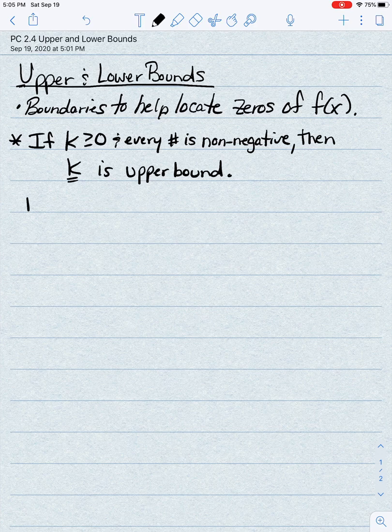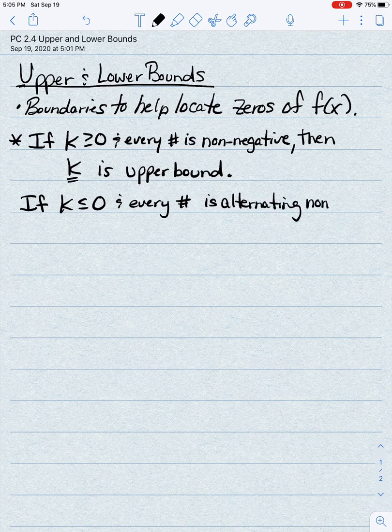All right. If k is less than or equal to 0, and every number is alternating non-negative, then k is a lower bound. So that means we would have zeros in between somewhere.